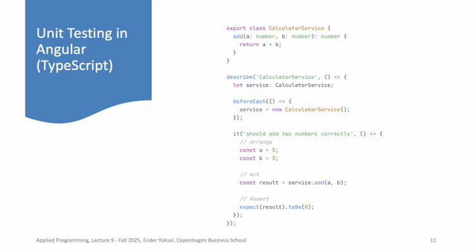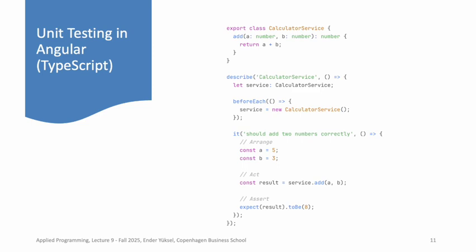The it block is an individual test, similar to fact in C#. The description, should add two numbers correctly, clearly states what we are testing. Notice it reads like plain English. Jasmine is designed to be readable. Inside, we again follow AAA. Arrange to set up test data, act to call the method, and assert to check the result. The expect function with to be is Jasmine's assertion syntax. It's saying, I expect this result to be 8.